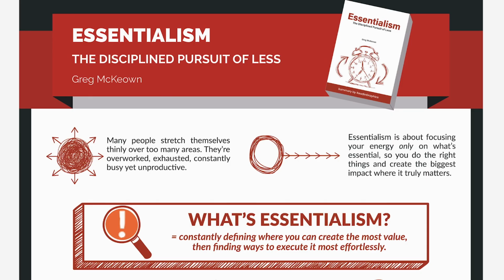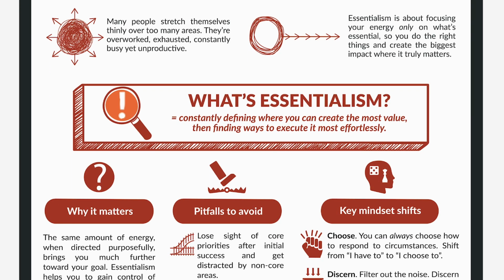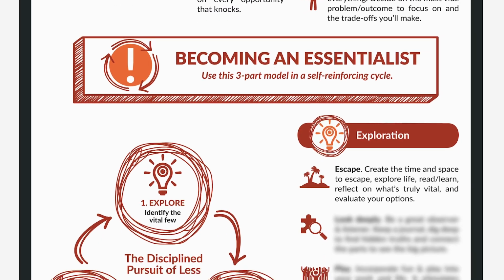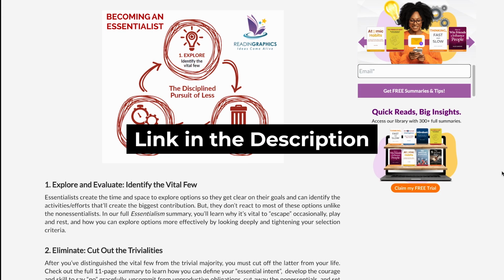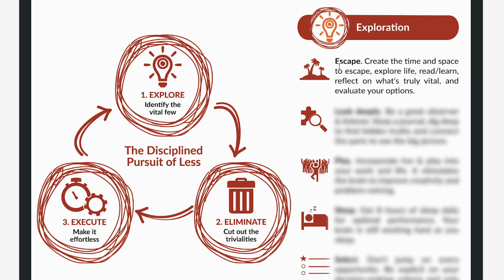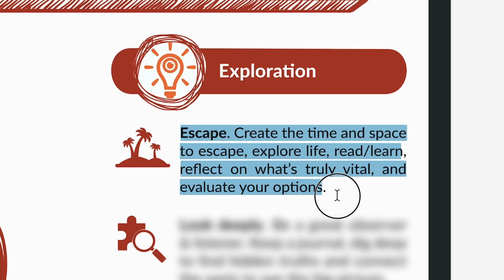At the macro level, essentialism is about defining where you can create the most value and then doing it with the least effort. At the meso level, this comes down to 3 supporting pillars: explore, eliminate, and execute. Capture 2 to 3 points to support each one. You can see a short example of this write-up on the ReadinGraphics blog. At the micro level, zoom in on the key actions, examples, or case studies that illustrate those points.